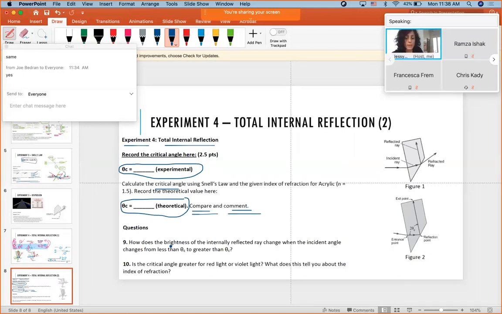How does the brightness of the internally reflected ray change when the incident ray... So try to watch the video very closely to see the brightness. They're talking, I believe, about the reflected ray. So it's like here it will be more intense because it's totally reflected, and here less intense because it's partially reflected. Is the critical angle greater for red light or violet light?